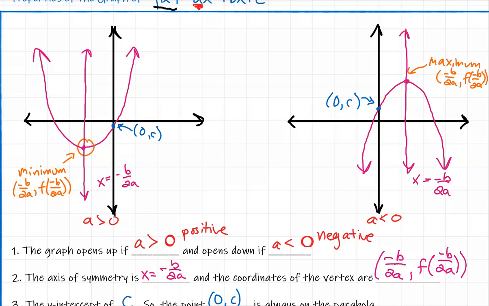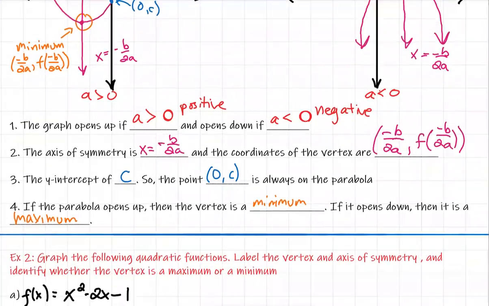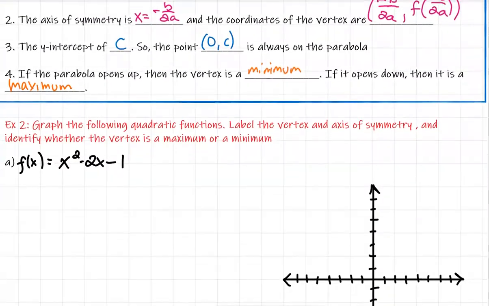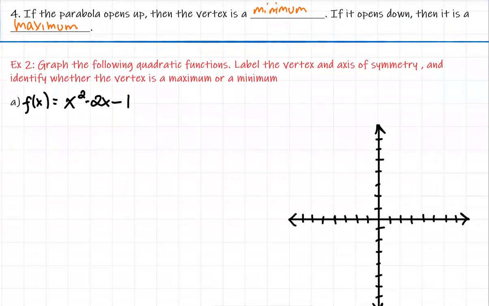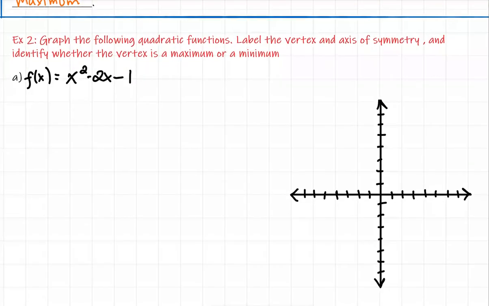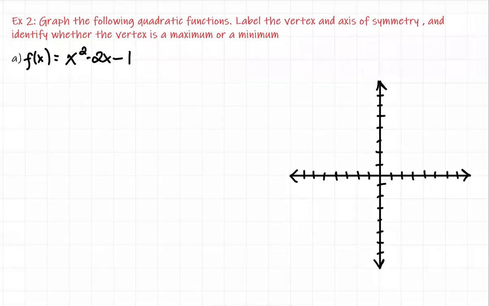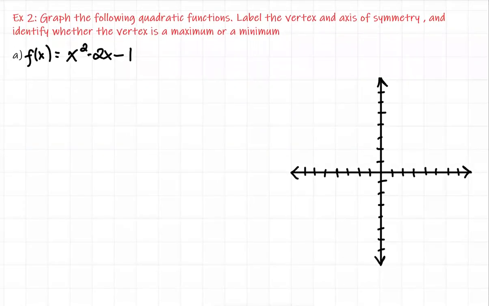Let's go ahead and see these in action, since some of them might be a little confusing right now. Okay, so for this first one, we're going to graph the quadratic function. We're going to label the vertex and axis of symmetry, and identify whether the vertex is a maximum or a minimum. We're going to do this without a table, and use all the properties that we've talked about above. So the first thing we want to do is find out where the vertex is. Remember, I get the x value by doing negative b over 2a.